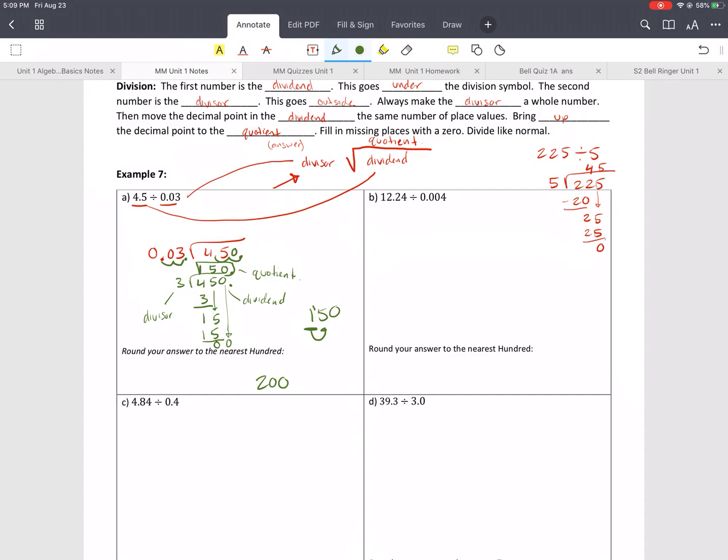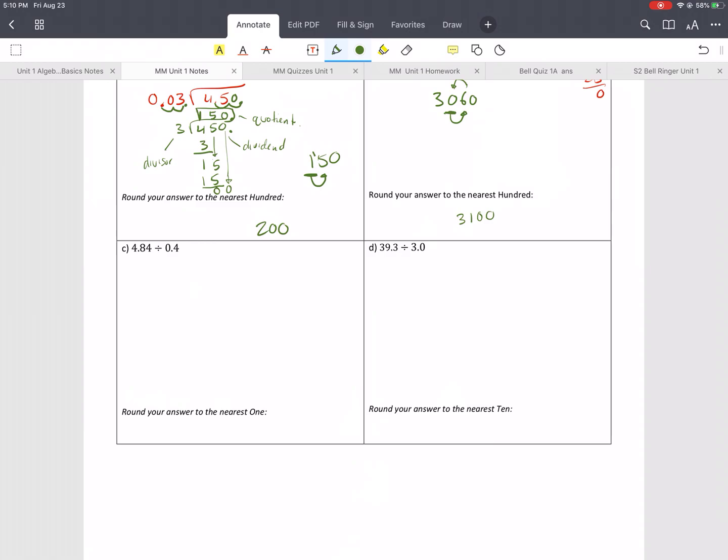Like I said, I'm going to have you do it on the calculator. So for example, B, we just plug in 12.24 divided by 0.004. So plug it in just how it shows, and that will give us 3060. Okay, and then it says round to the nearest hundredths. So we look at the hundredths place, look to the right, it's 5 or greater, so we round up, 3100.